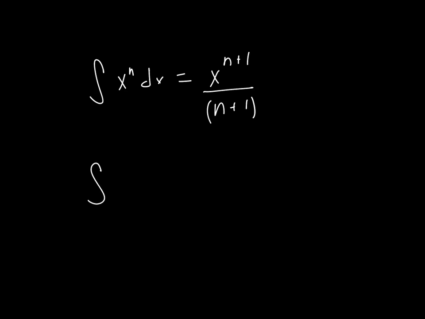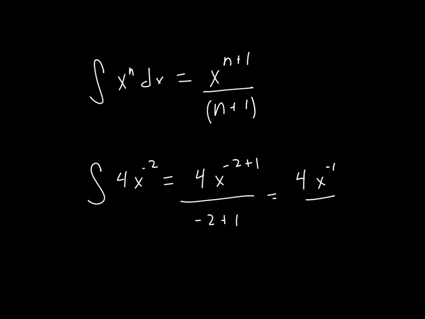The general power rule for any f of x to the n dx tells us to do what? It's x to the n plus 1, all divided by n plus 1. So if I had 4x to the negative 2, that equals 4x to the negative 2 plus 1, divided by negative 2 plus 1, which is my 4x to the negative 1 over negative 1.